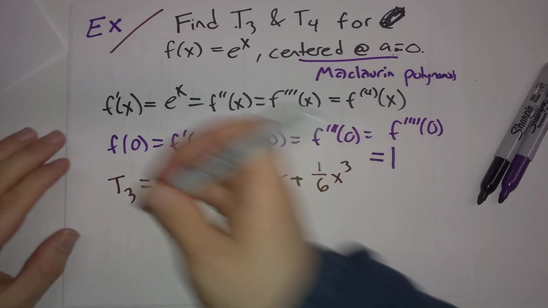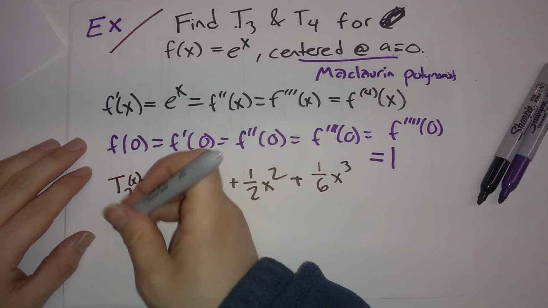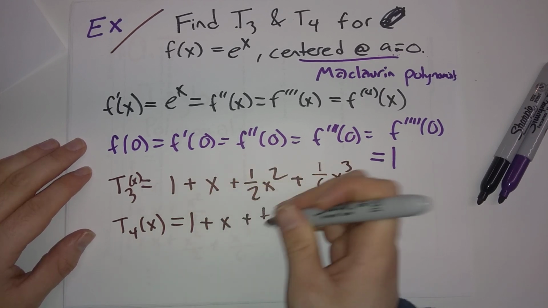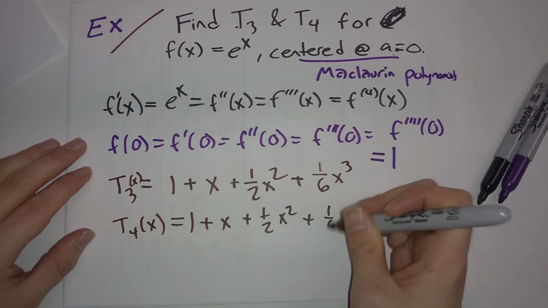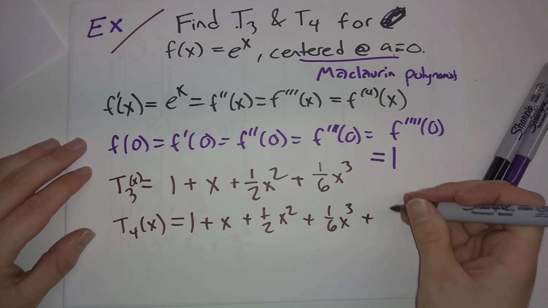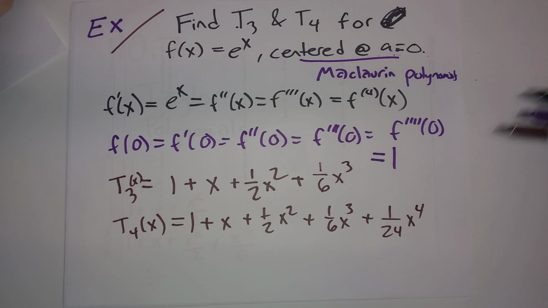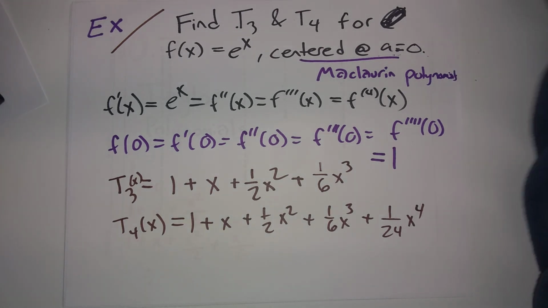If we do T4 of x, we get 1 plus x plus 1/2 x squared plus 1/6 x cubed plus 1 over 24 x to the 4th. And so these are our not linear approximations, but Taylor polynomial approximations to e to the x.